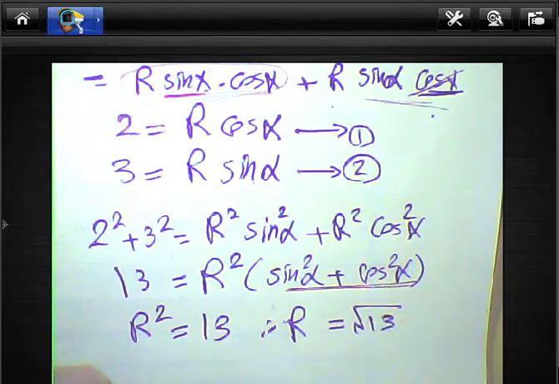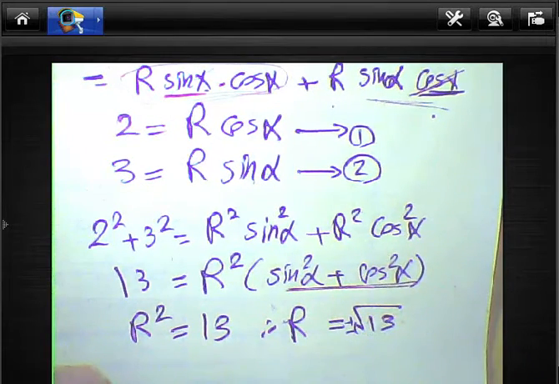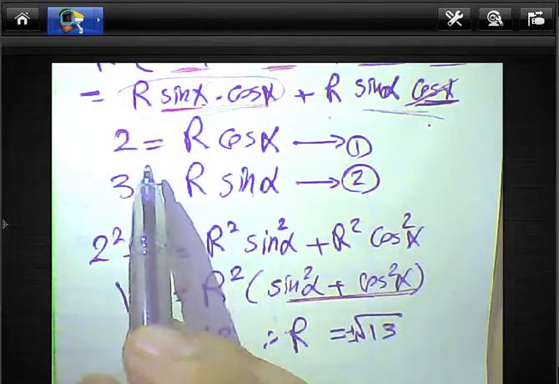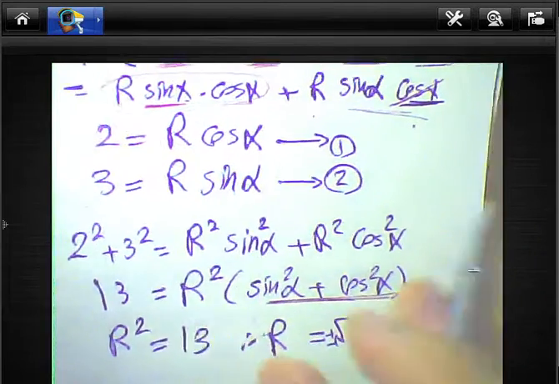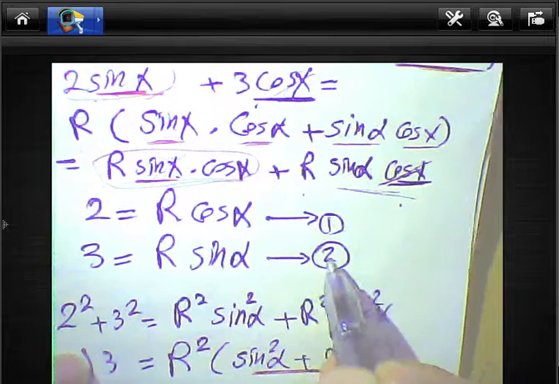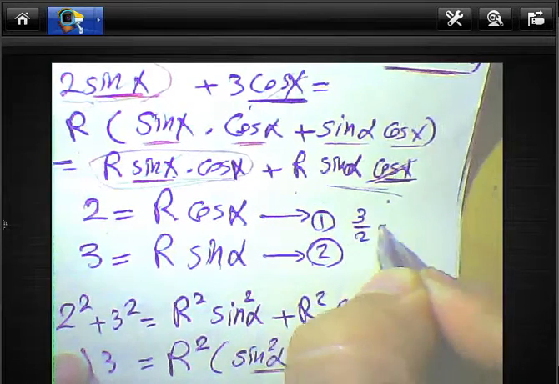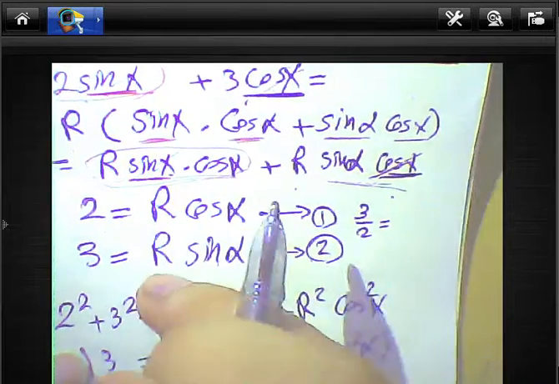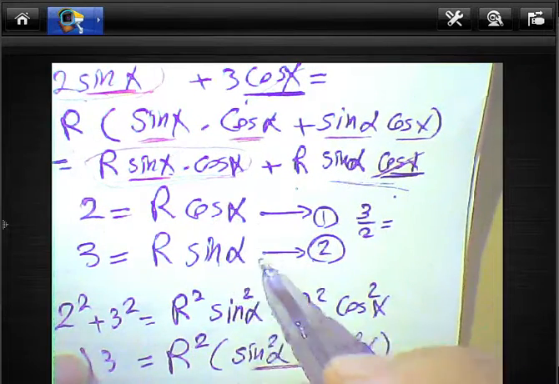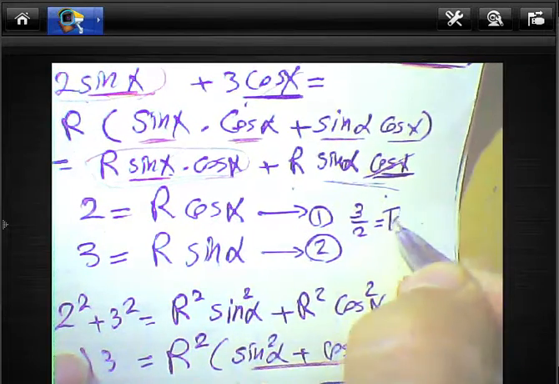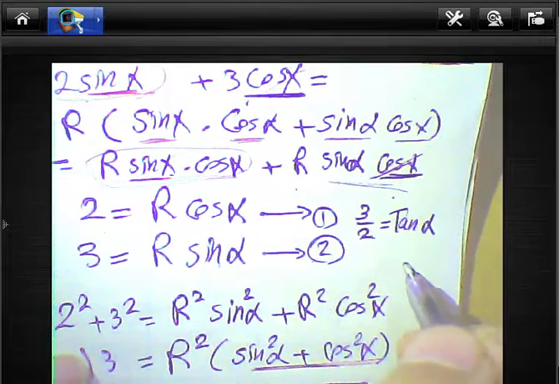Okay, r will be positive or negative square root of 13. And we can divide relation number 1 by relation number 2 to find cotan, or find tan. Look at here, what about if we divide relation number 2 by 1? The result will be 3 over 2 equals r divided by r, equals sine over cosine of this angle, theta or alpha. The result will be tan. So 3 over 2 equals tan alpha.